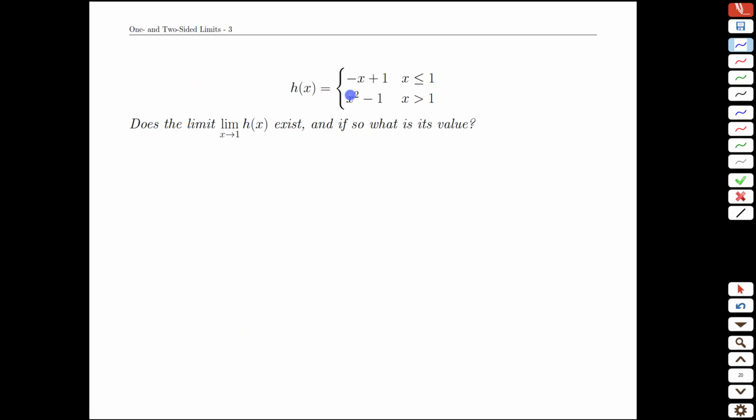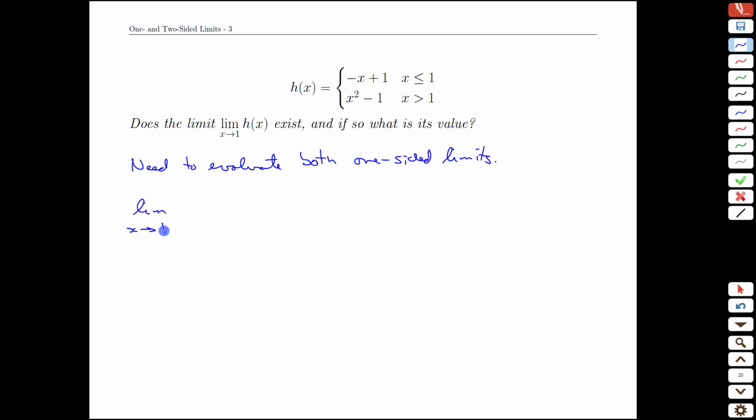Let's apply that definition to this question here. We'd like to figure out what happens to this function as x approaches 1. Well, to do that, because we have two different behaviors, we're going to need to evaluate both one-sided limits. And that's fairly straightforward. So here we're going to approach 1, and I'll do this in color to emphasize it. I usually do the left one first.